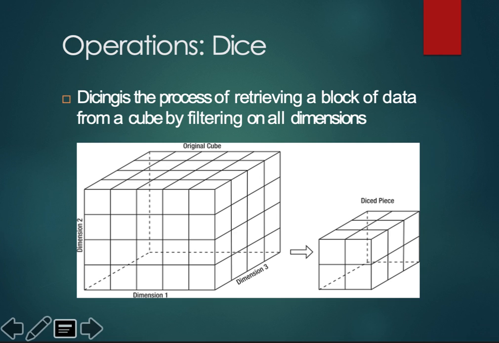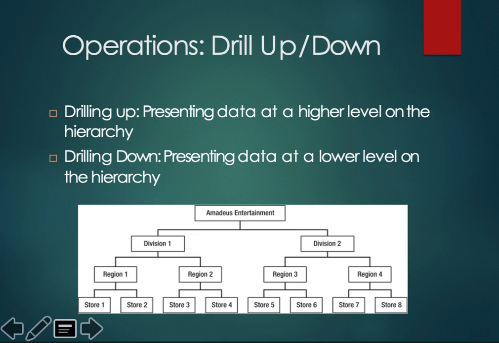Next, we have the drill up and drill down operations. Drilling up is presenting data at a higher level on the hierarchy, for example from store all the way up to region. Or reversing, the other way around, descending, drilling down is presenting data at a lower level in the hierarchy, from region to store, for example. Just refer to the diagram below.